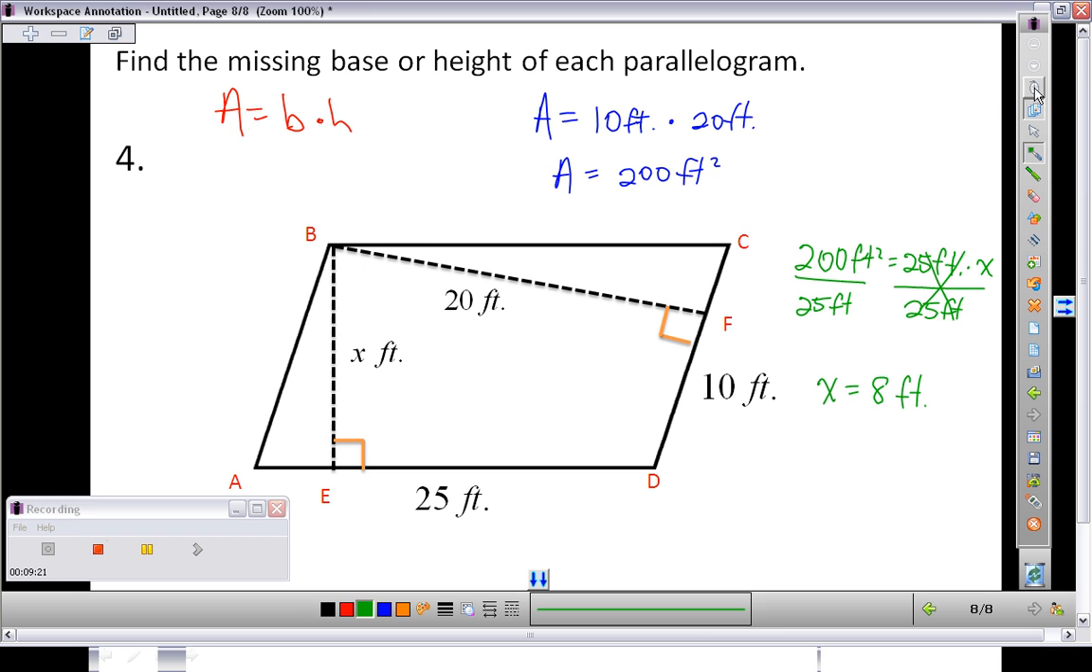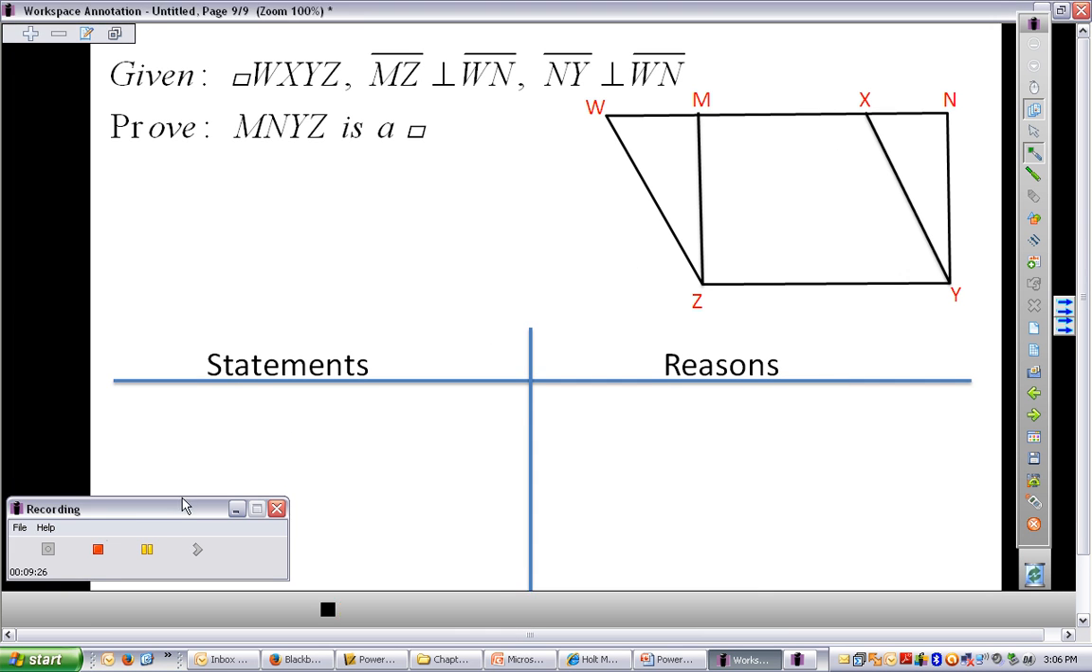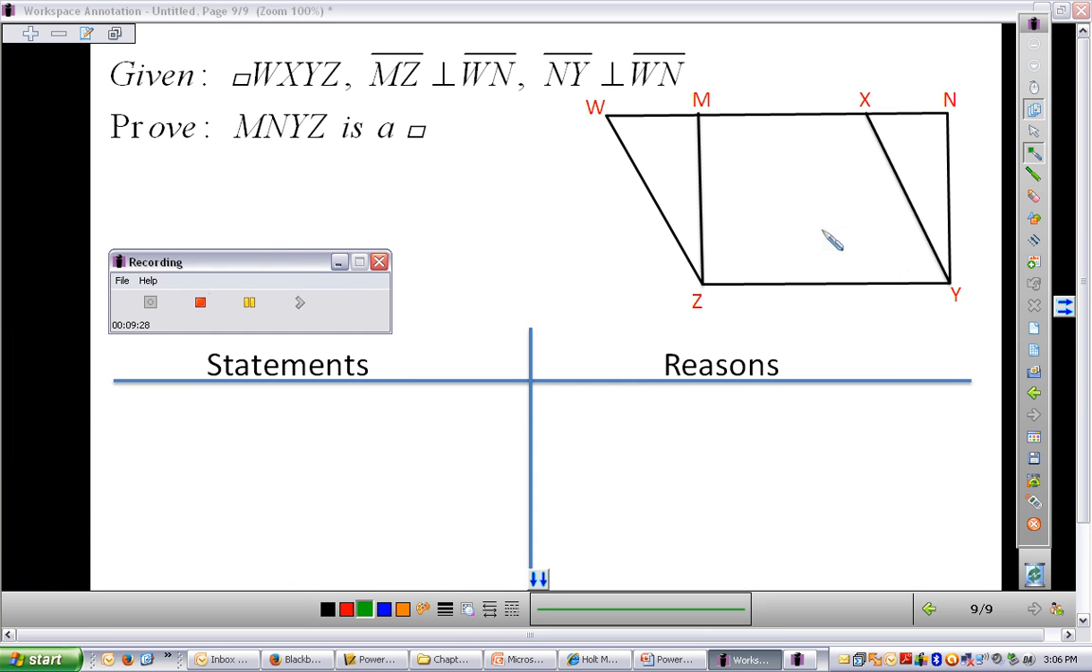Moving forward, we're going to get into our second objective, which is proving different things are parallelograms. So here's my given statement in this first proof. Given that WXYZ is a parallelogram, so WXYZ, there's my parallelogram. We're also given that MZ is perpendicular to segment WN. Here's segment MZ perpendicular to segment WN. Also given that segment NY is perpendicular to segment WN.